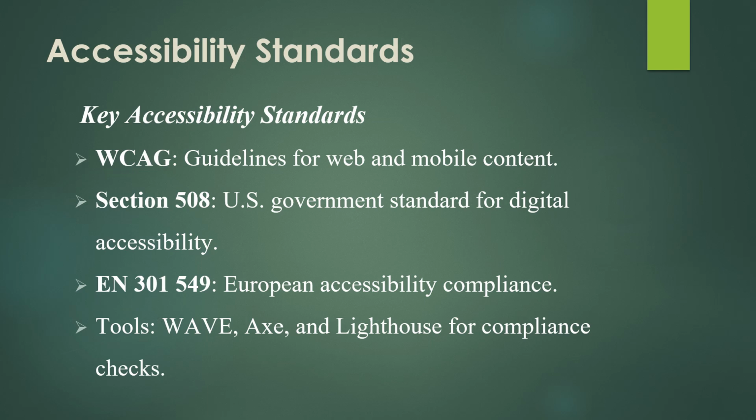To test accessibility, it's essential to align with established standards. WCAG, Web Content Accessibility Guidelines, defines international best practices for accessible content. It focuses on principles like perceivability, operability, understandability, and robustness. Section 508 is a US law requiring government websites and software to be accessible. EN 301549 is Europe's accessibility compliance standard for digital products. Tools like WAVE, Axe, and Lighthouse help you audit and verify compliance with these standards.